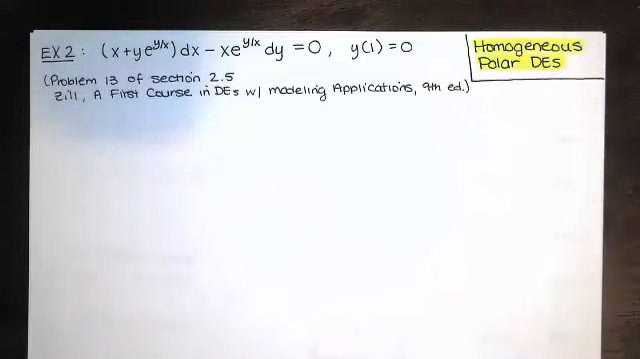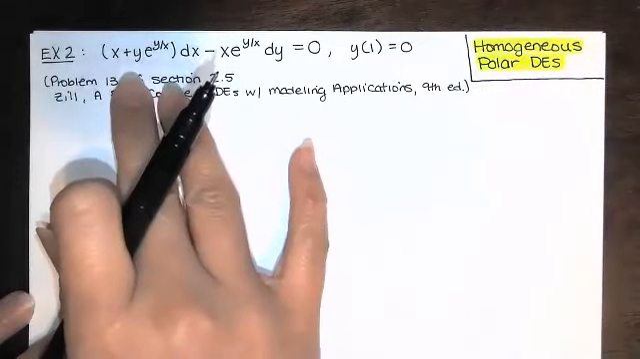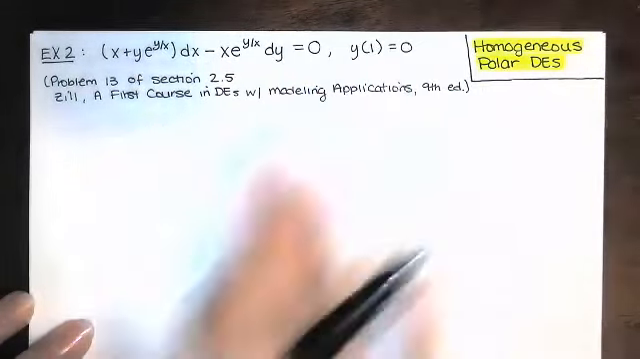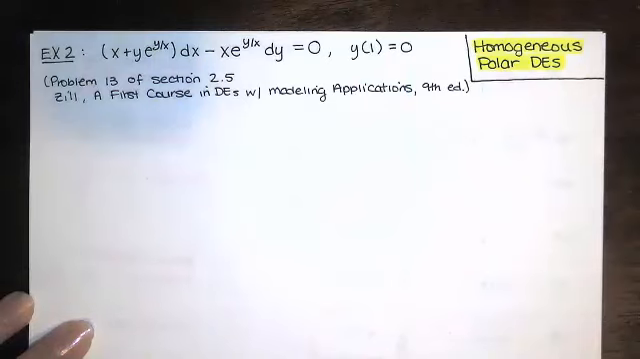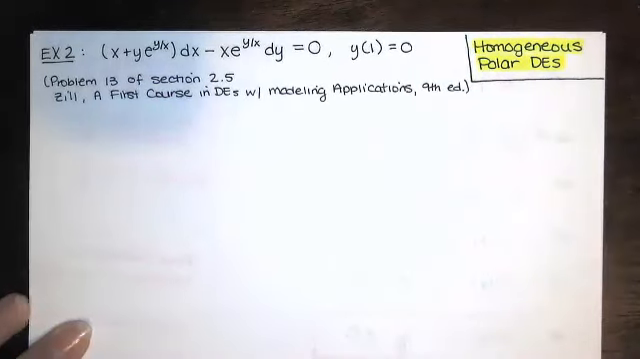In this video, we're solving a couple more examples of homogeneous polar differential equations. This is my differential equation, and it also happens to have an initial condition. This is problem 13 from section 2.5 of the Zill textbook, A First Course in Differential Equations with Modeling Applications. I pulled this from the 9th edition of the book.